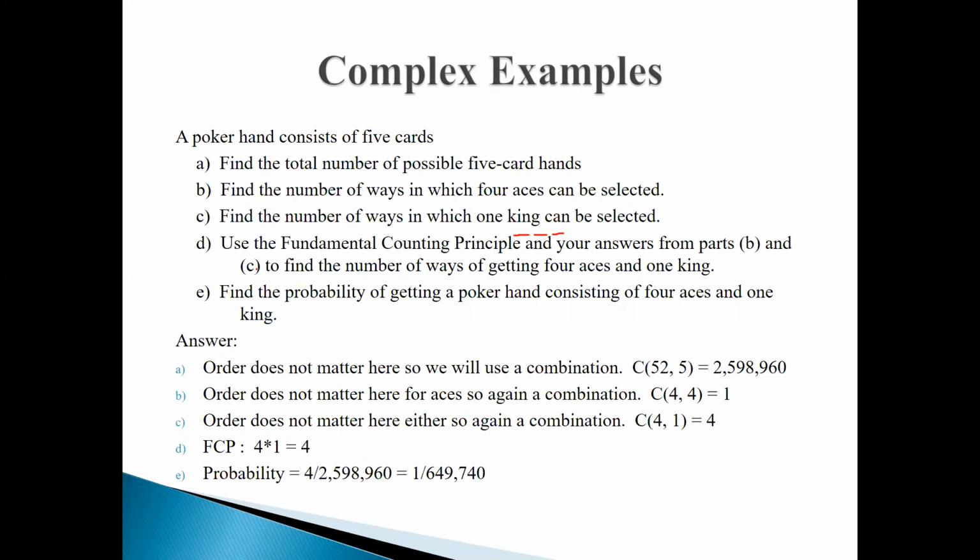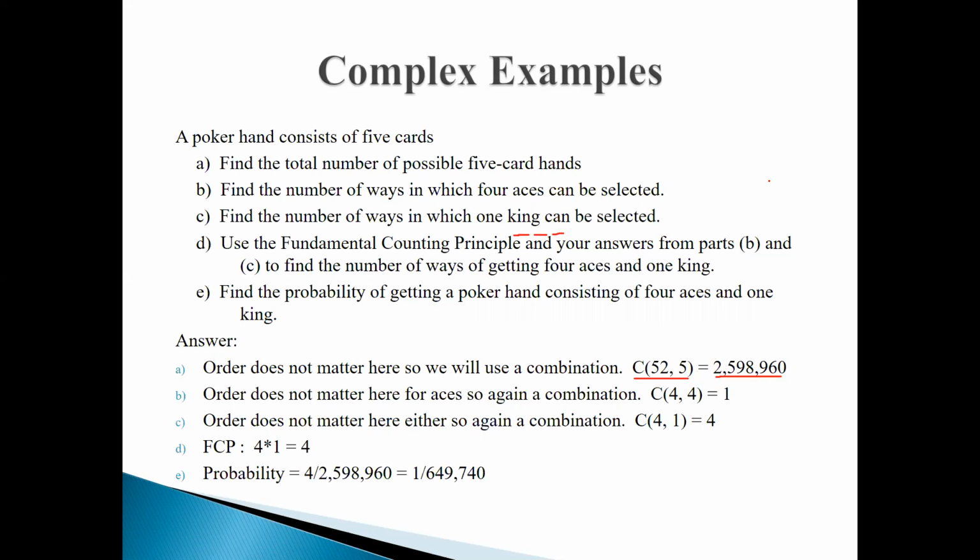All right, so does order matter for poker hands? No. So since order doesn't matter, we're using combinations. For the first question, how many possible 5-card hands from a normal deck of cards? Well, it's going to be C 52, 5. And so there's 2,598,960 different hands that we can come up with.